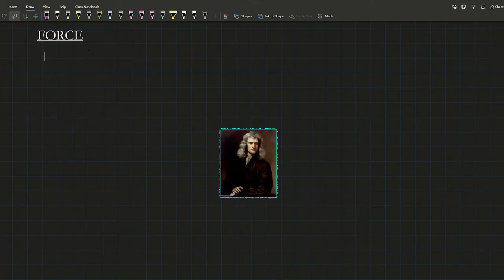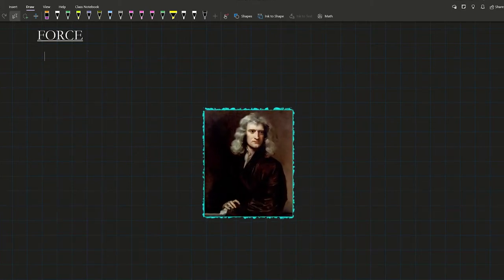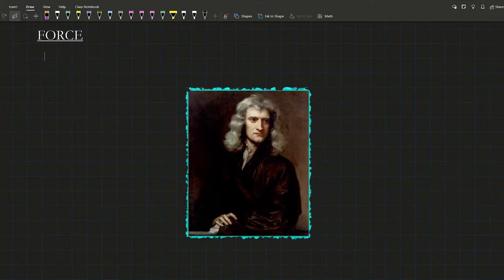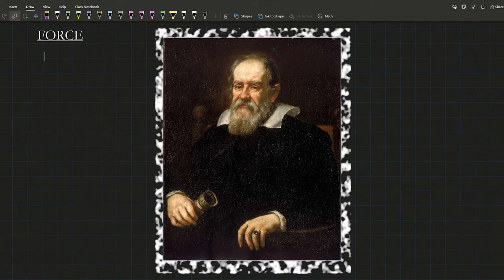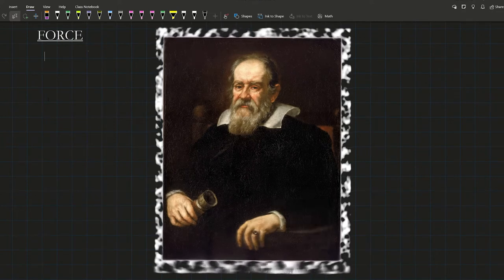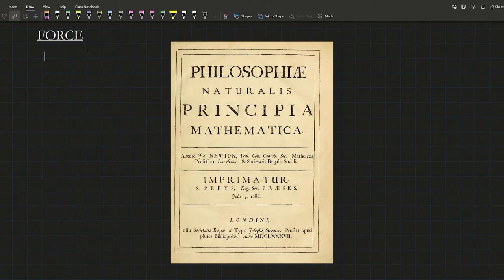As you know, Sir Isaac Newton was the first person who actually codified everything. He came up with a mathematical explanation to the laws of motion. He carried on with the work of Galileo Galilei, and then he himself proposed three laws of motion. His very famous book, Principia Mathematica, is where all these laws are mentioned.